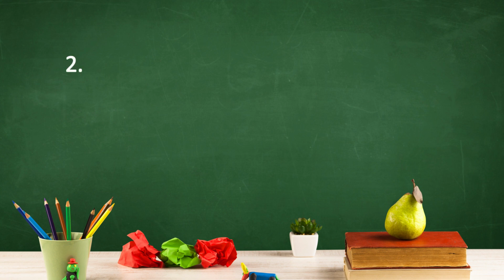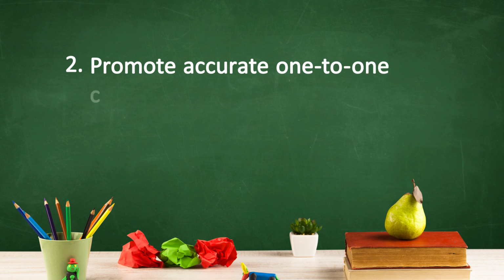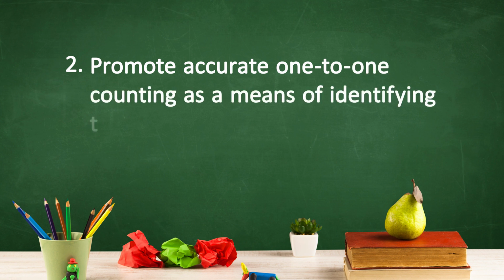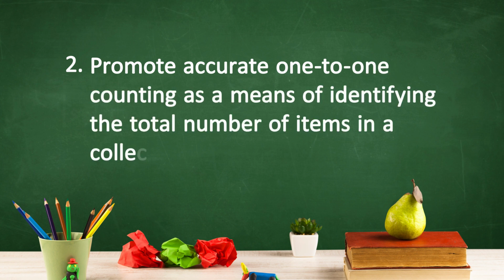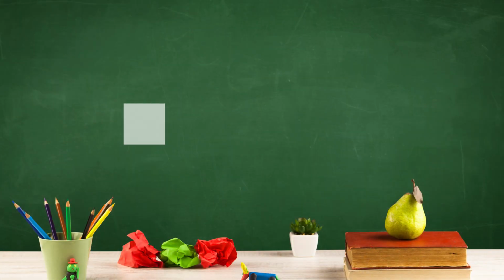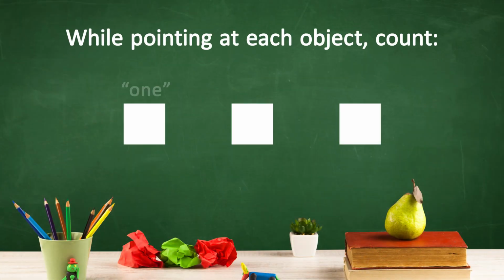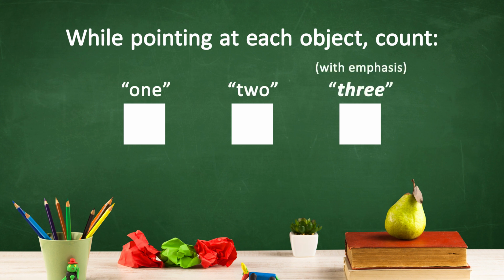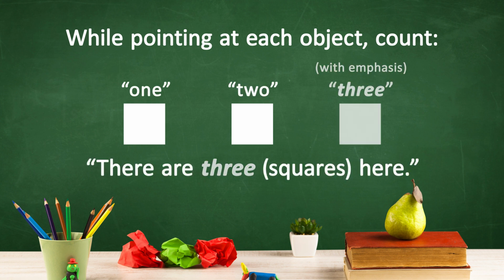The second step in the developmental progression under recommendation 1 is to promote accurate one-to-one counting as a way to identify the total number of items in a collection. You may hear children recite numbers in order at young ages. However, correctly counting a collection of objects can be a challenging step in the developmental progression. Teachers can model one-to-one counting beginning with small sets of 1 to 3 items and repeat the last number word used in the counting sequence.